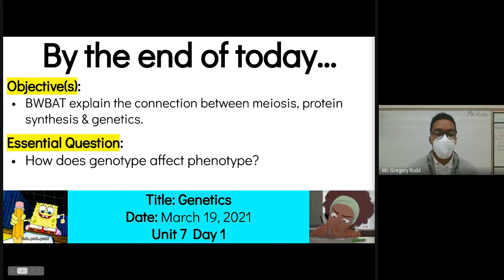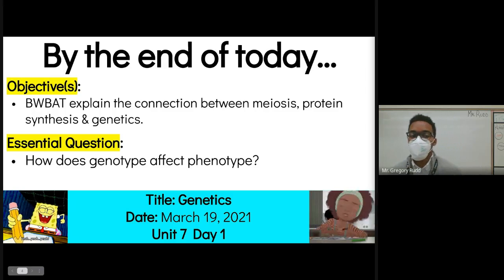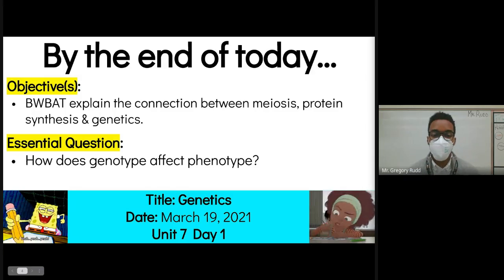That being said, today's focus will be on an introduction, a brief overview of genetics. We're going to review meiosis a bit. So the objective is to explain the connection between meiosis, protein synthesis, and genetics. The essential question: how does genotype affect phenotype?